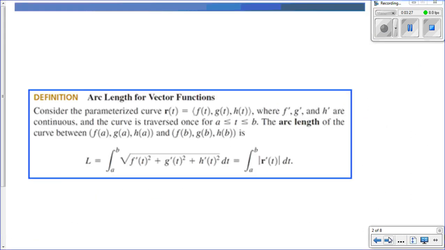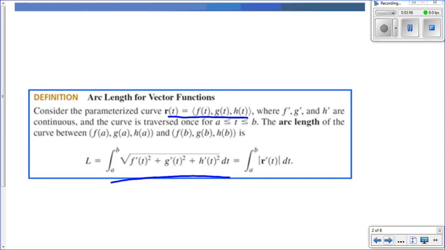So consider a parameterized curve. This one's three dimensions, so we have f, g, and h, where f prime, g prime, and h prime, the derivatives, are continuous. The curve is traversed for t between a and b. The arc length will be given by the integral from a to b of the square root of f prime of t squared plus g prime of t squared plus h prime of t squared.